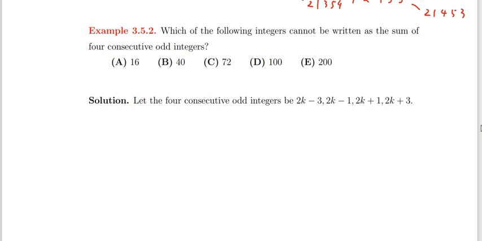This problem says which one cannot be a sum of 4 consecutive odd numbers. Consecutive odd numbers are like 1, then 3, 5, 7. Those are 4 consecutive odd numbers. Or let's pick some others: suppose here's 7, then 9, then 11, then 13. Those are consecutive odd numbers.